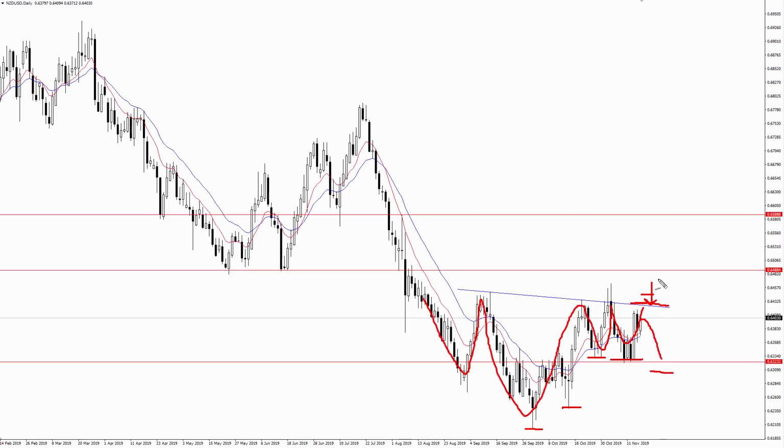A close above that neckline would expose 64.90 based on these lows back here, this low, and these two highs, with a close above that taking on the 65.80/90 area based on some of these lows back here and this high.